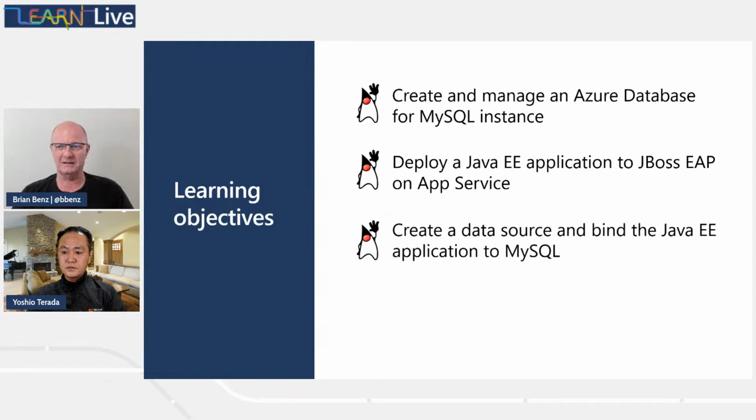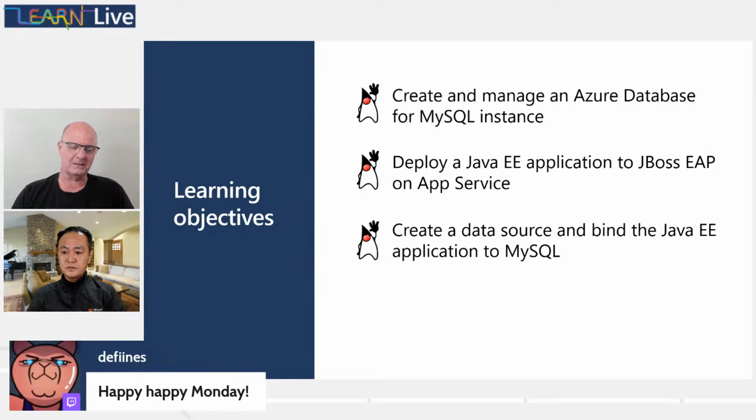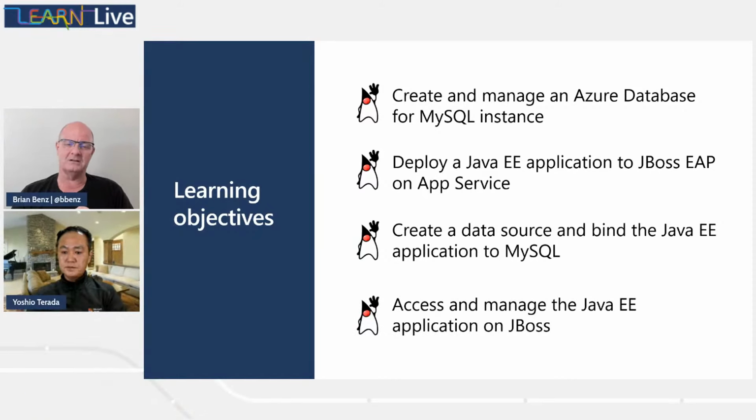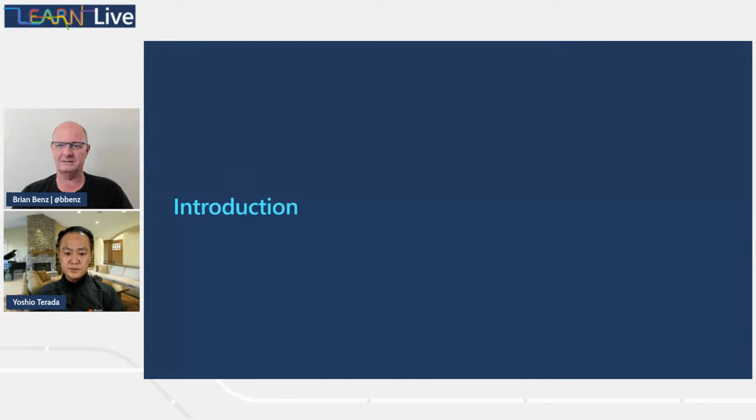We're also going to be creating a data source and binding that data source to the application using JNDI, and then accessing and managing the Java EE application on JBoss. So those are the 4 objectives. I believe there are 8 modules in the learning path for this, and we'll be continuing on that.